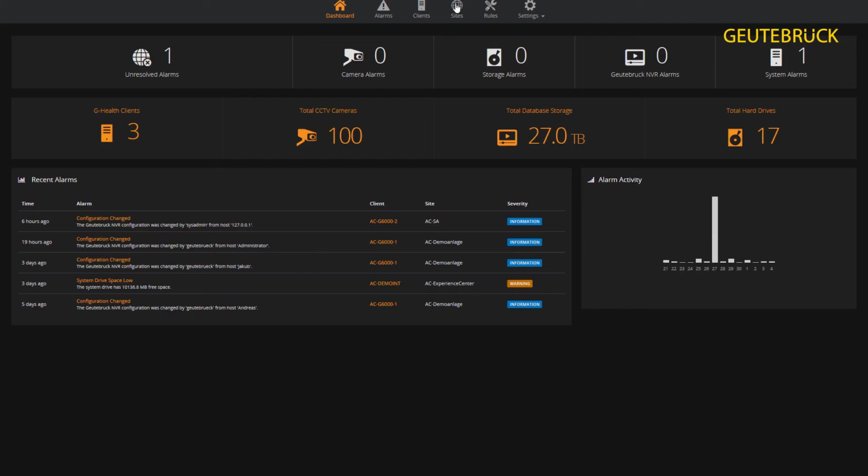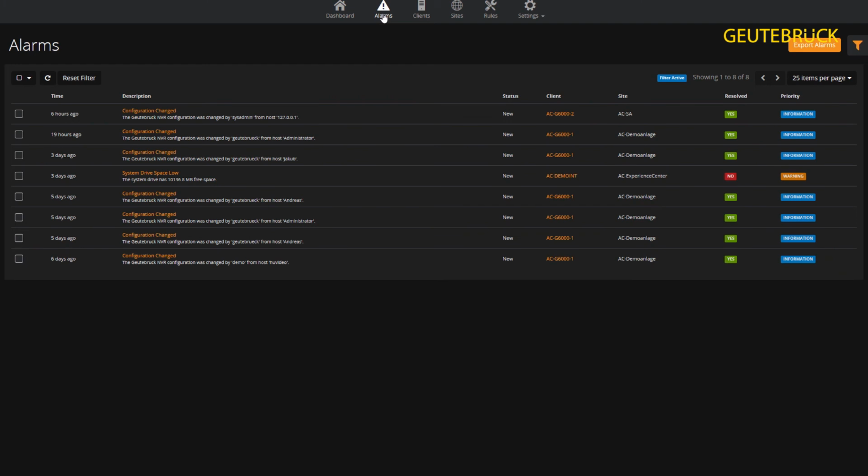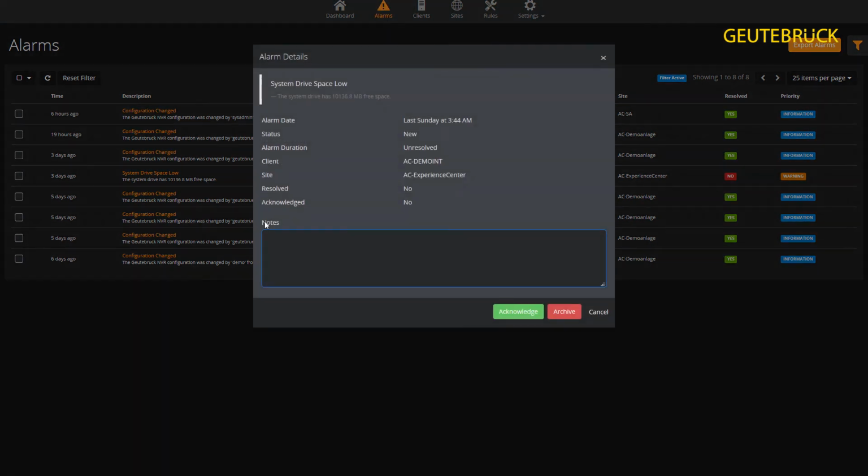But in an ideal world, there shouldn't be any failure, and therefore Geutebrück developed G-Health. G-Health is a software which monitors the system and informs initially once a hardware component has a problem. For example, the hard drives. If one hard drive shows a couple of bad sectors, G-Health will inform the administrator. The bad hard drive can be exchanged even before it fails. With these solutions, Geutebrück ensures a high reliability of your system and a continuous recording of your video data.